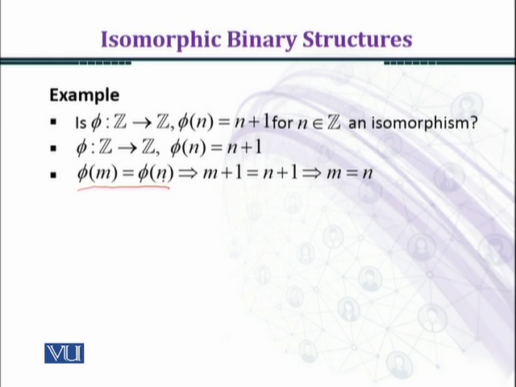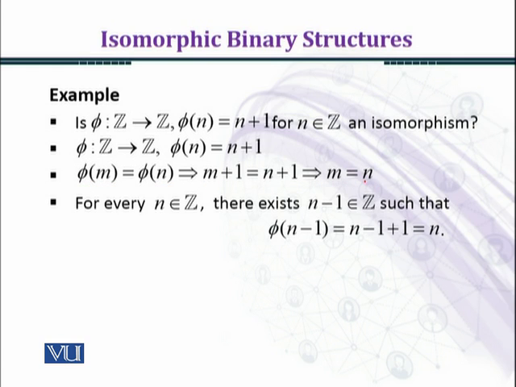Images are equal, phi m equal to phi n, and we apply the definition of phi, and we shall get m plus 1 equal to n plus 1. In this way we obtain m equal to n. Therefore phi is 1-to-1.